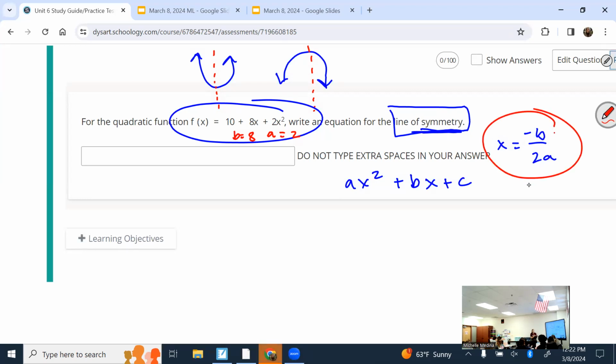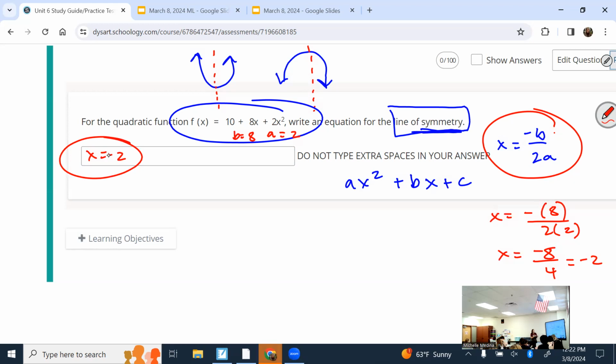We're plugging it into this. It should always have x equals. It should be x equals when you type this in. And when you simplify it, it should be down to just one number. So here's me plugging it in. So negative b over 2a, a being 2. This becomes a negative 8 over what's 2 times 2? 4. And what's negative 8 divided by 4? Negative 2. So when you type it in, it has to be x equals negative 2. If you just put negative 2, it's technically wrong. And I'll show you why in a second.